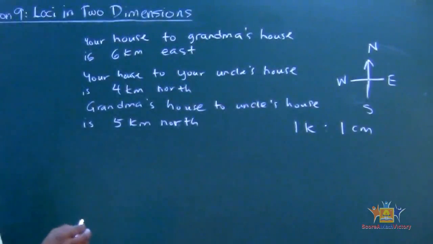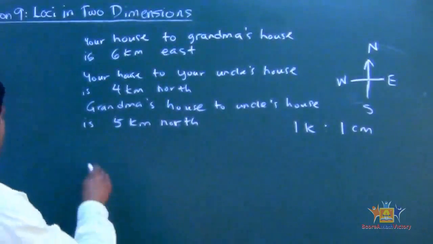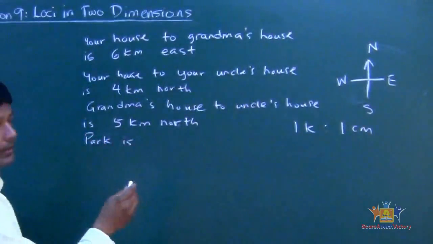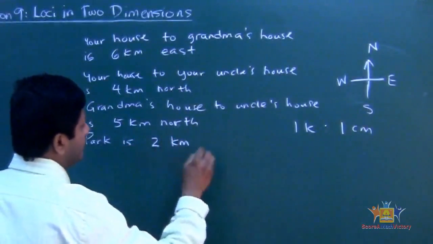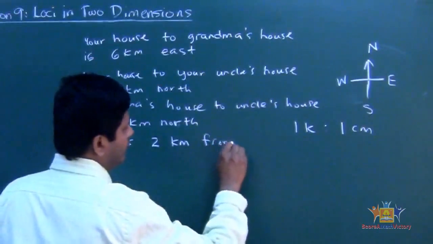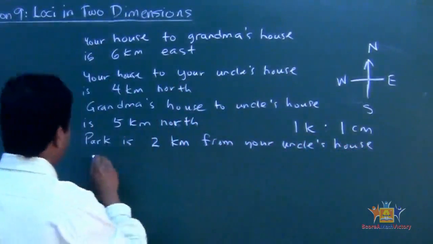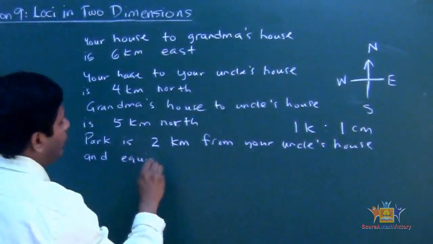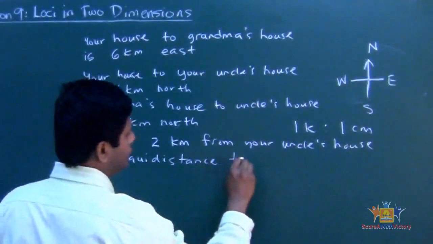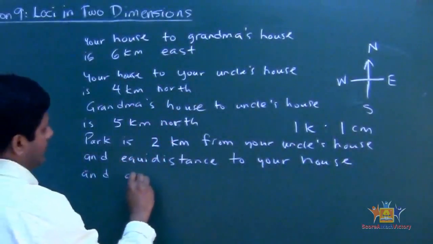And this time all of you want to go to a park, and your uncle says the park is 2 kilometers from your uncle's house, and at an equal distance from your house and grandma's house.